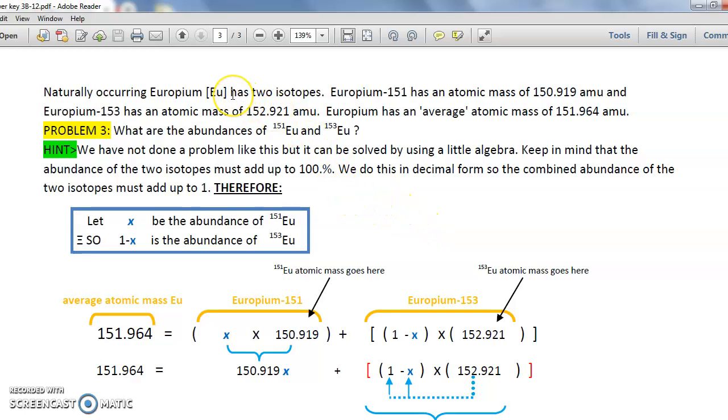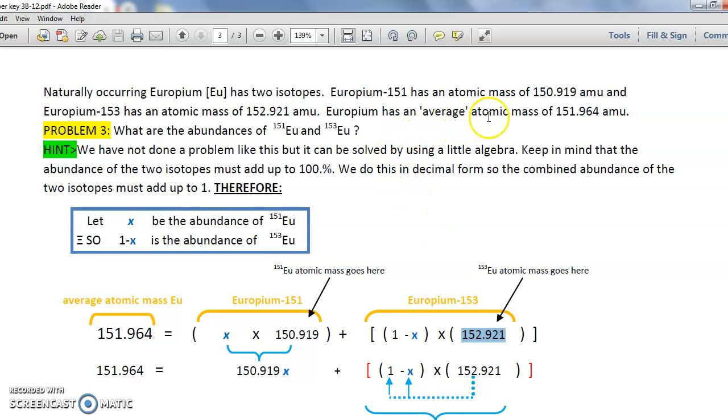In this problem, they tell us europium has two isotopes, europium-151, which has a mass of 150.919, and europium-153, which has a mass of 152.921 AMUs. So we know the mass of both of those isotopes. We can plug those masses right into our equation for finding atomic mass.